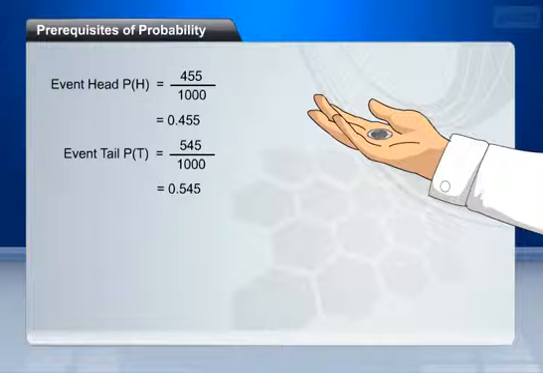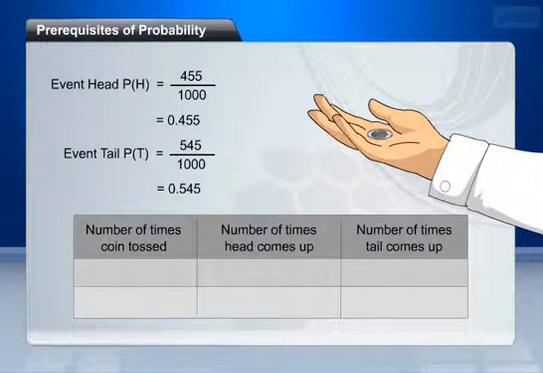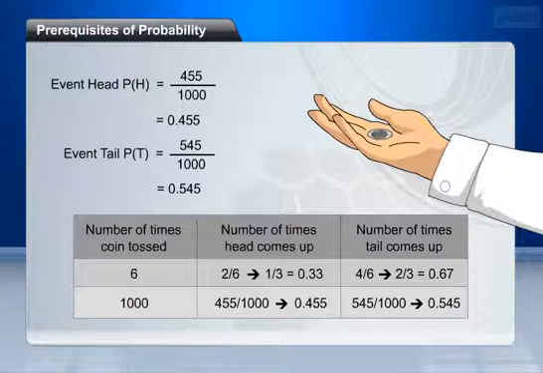After completion of 1000 experiments, note down in a table the number of times the coin was tossed, the number of times head comes up, and the number of times tail comes up. Here in our experiment, head comes 455 times, tail comes 545 times. So the probability of heads is 0.455 and the probability of tails is 0.545.